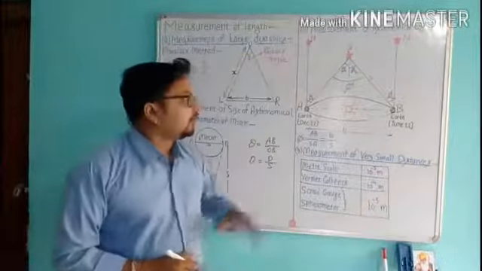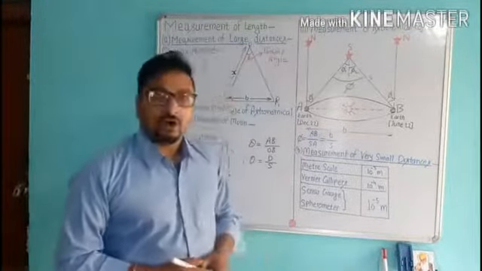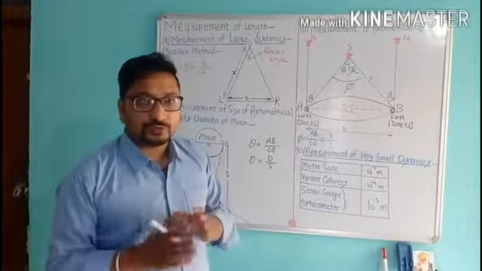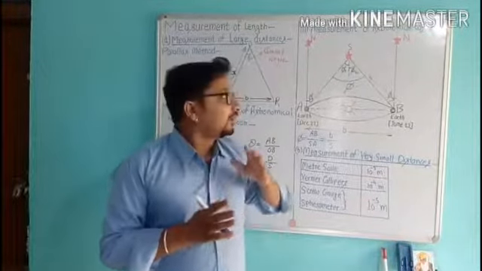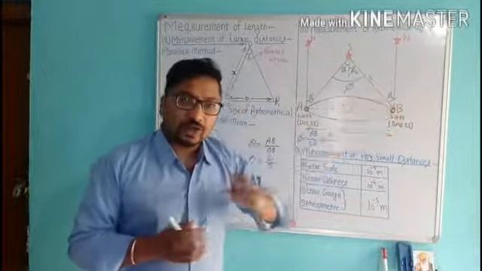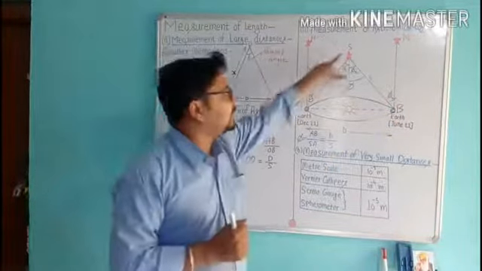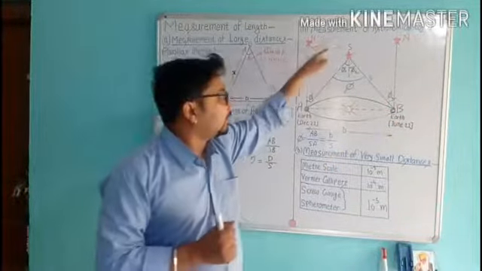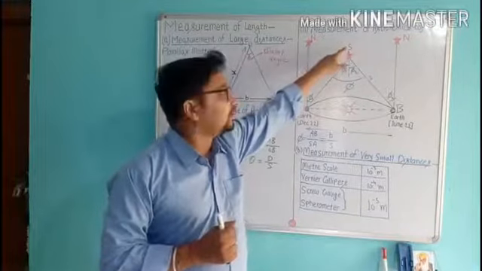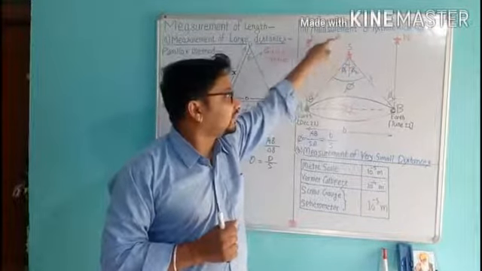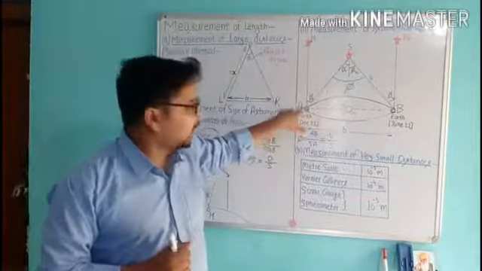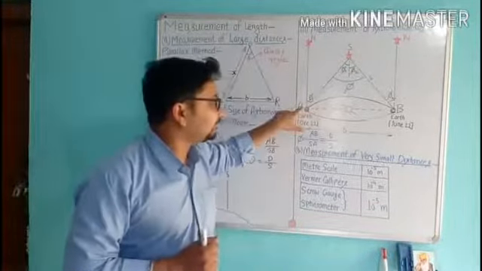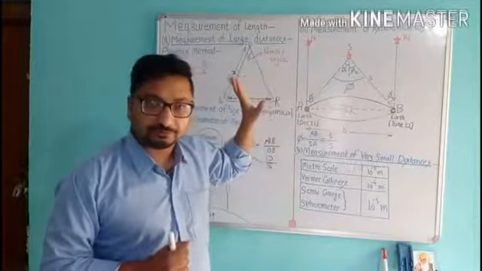Now, measurement of astronomical distances. Suppose we want to measure the distance of any star from Earth. Here is the star S. Here is the star S, here is our sun, and this is our Earth. Earth is revolving around the sun in its orbit.